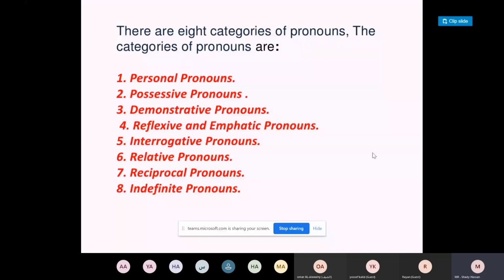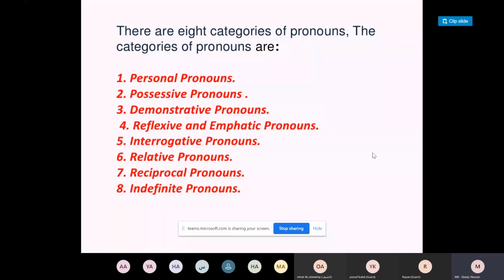Yes, number 1, personal pronouns. Personal pronouns include the subjective pronouns and the objective pronouns. I, he, she, it, we, you, they. These are the subjective pronouns. Me, us, him, her, you, and them are the objective pronouns. So the subjective and objective pronouns are called personal pronouns. And this is number 1. Number 2, the possessive pronouns like my, mine, her, hers, his, our, ours, their, theirs. These are the possessive pronouns.